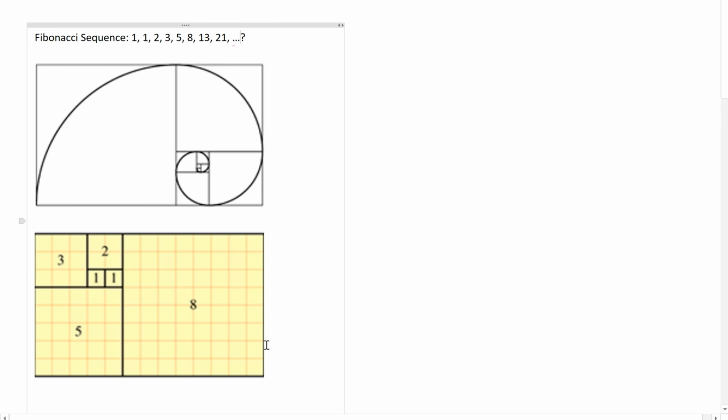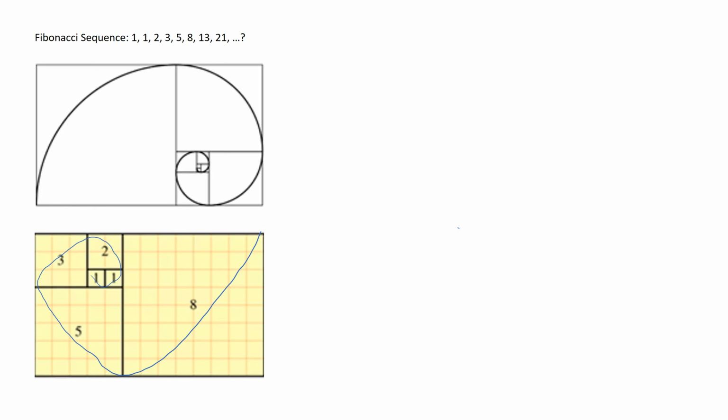And if we create a curve through these, okay, my curve is a little bit too linear, but you get the idea. This shape, this spiral shape, occurs in nature a lot.